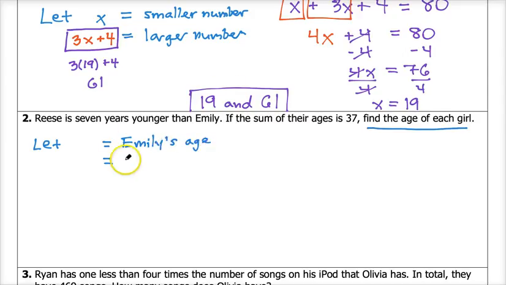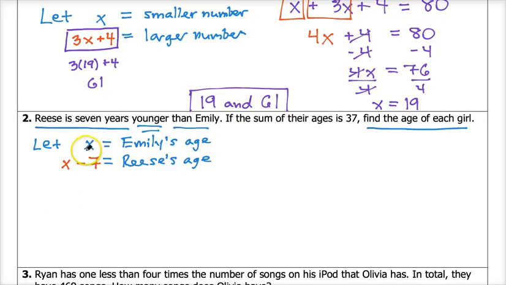And then the other let statement will be the age of Reese, who is the other sister. All right, so if we say let x equal Emily's age, then let's compare Reese's age to Emily's age, going back to the problem. It says in the first sentence that Reese is 7 years younger than Emily. So if Reese is younger, that means I need to take Emily's age, which right now is x, and I need to subtract 7 from that.